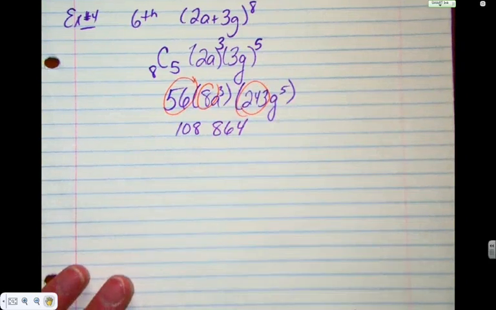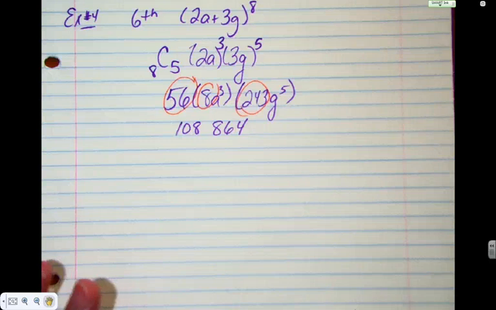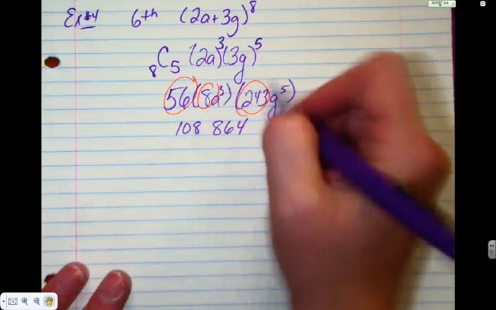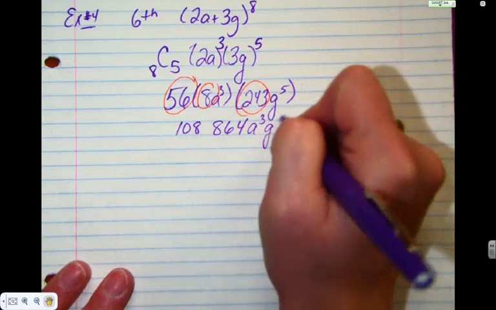$108,864. And then what do I do with the variables? Smush them together. I have a to the 3, g to the 5.